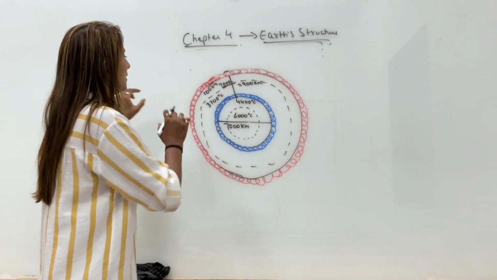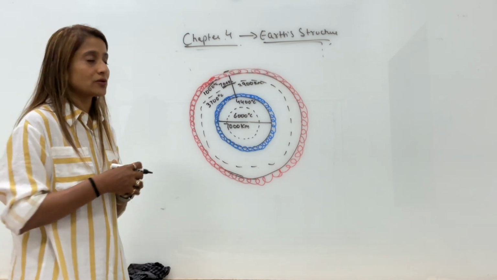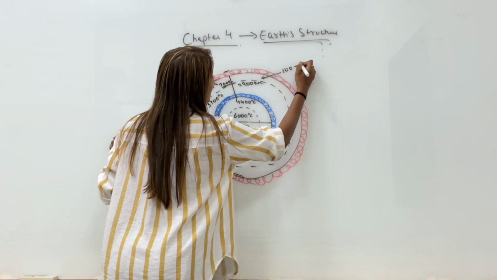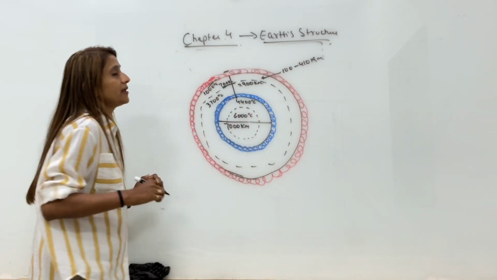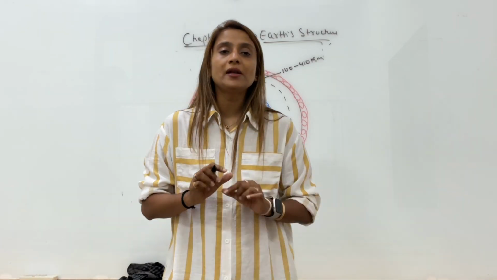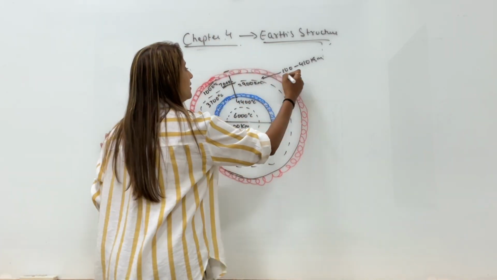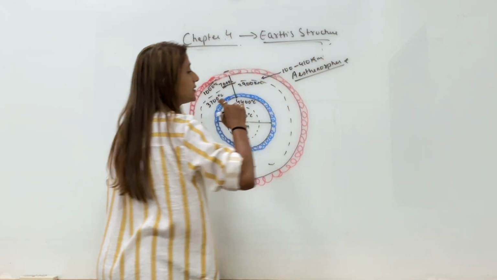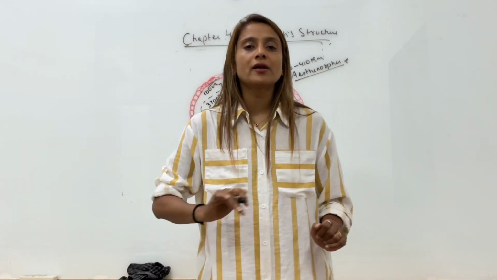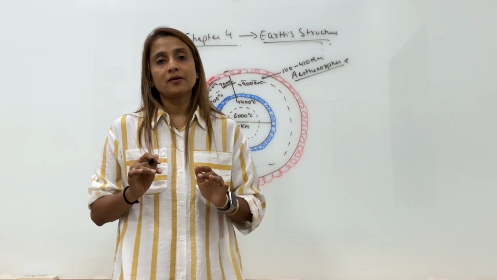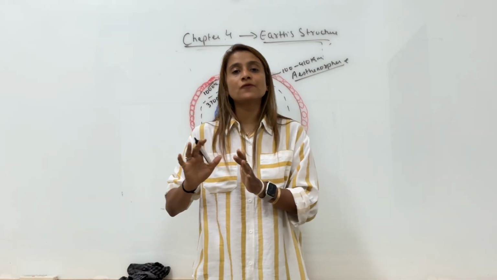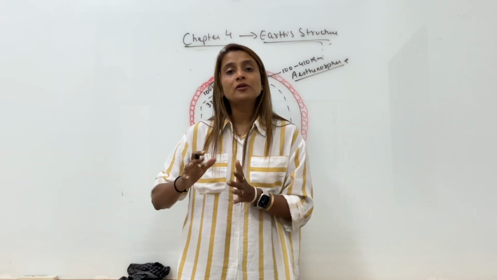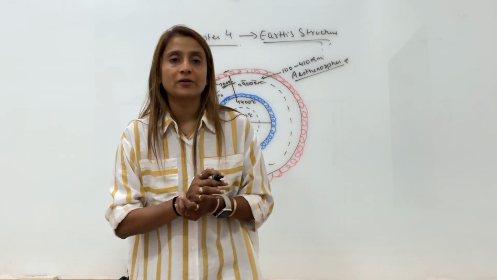Now, there is a specialty about the upper mantle which I want to talk about. In upper mantle between 100 and 410 kilometer, there is a semi-molten layer, and that semi-molten layer is called asthenosphere. It is a part of upper mantle between 100 and 410 kilometer. Now tectonic plates float in this layer. About tectonic plates we are going to study in detail in further chapters.